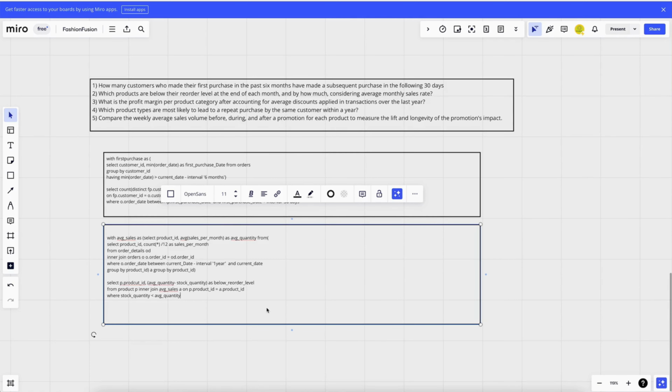Yeah. So basically, we are trying to get the average sales per month for each product over the last 1 year, and then joining it back with the product table based on the product ID. And the condition we are checking is the stock quantity is less than the average quantity. That should solve the second query here. Let's start with the third one.